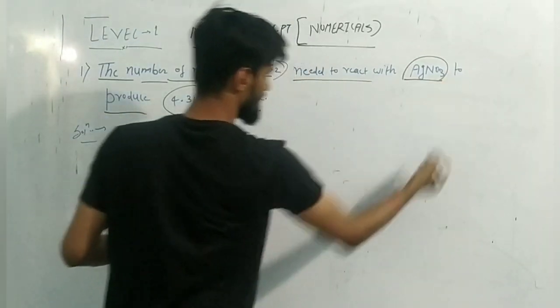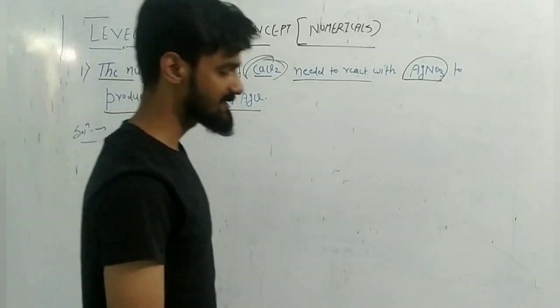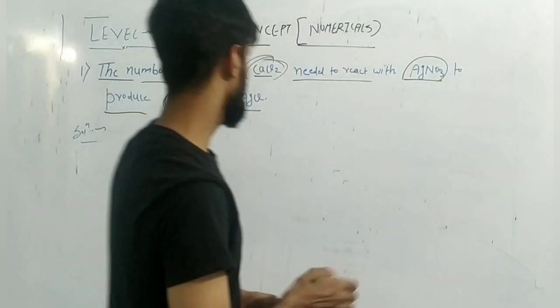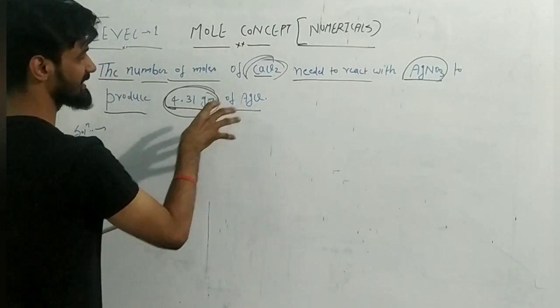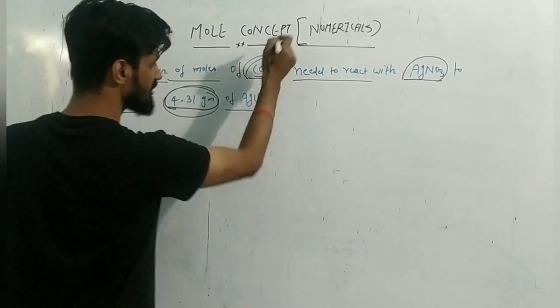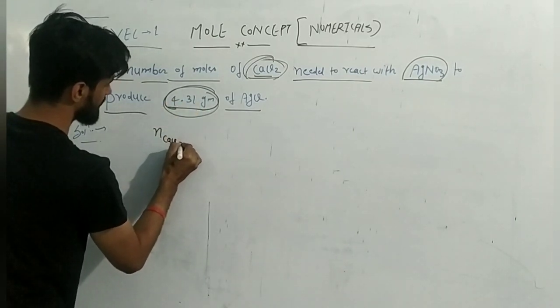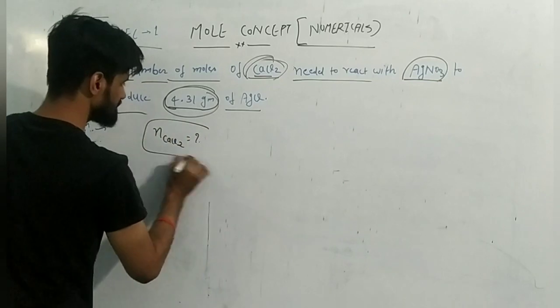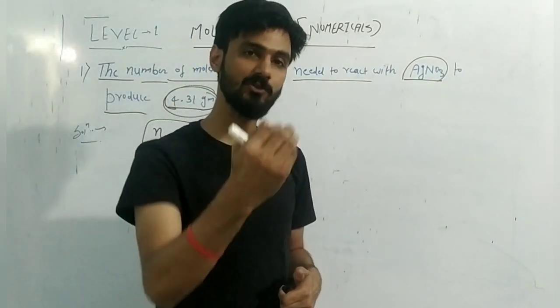CaCl2 is here, AgNO3 is here, and what is the weight of the substance given, that you have to understand there. Okay, now just understand, the number of moles of CaCl2 means the question is asking you to calculate the number of moles of CaCl2. So just write in this way, CaCl2 equals what. Okay, this is the basic thing, in which way you have to approach the question first.